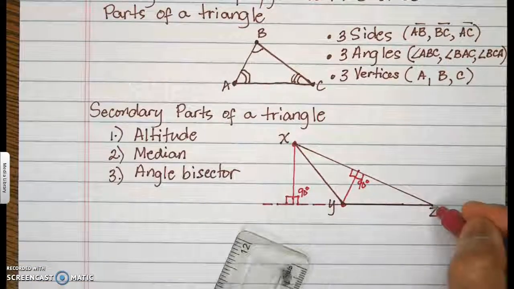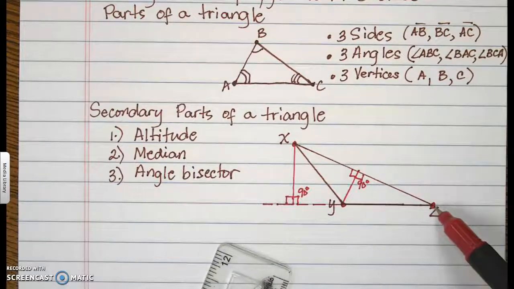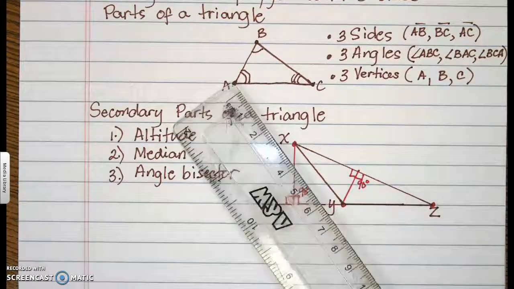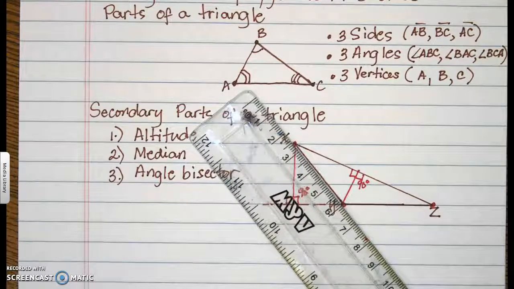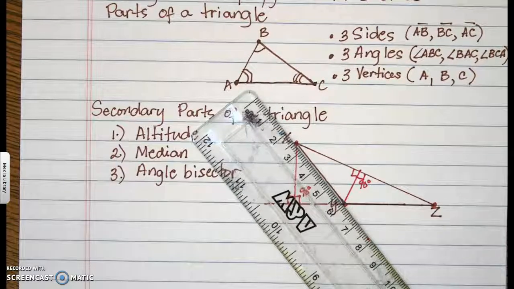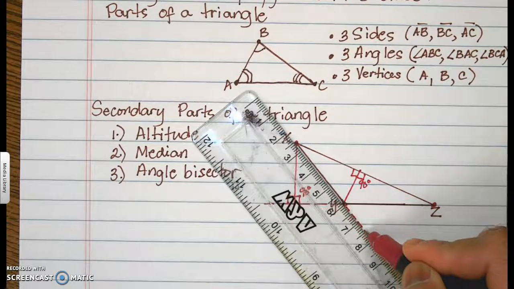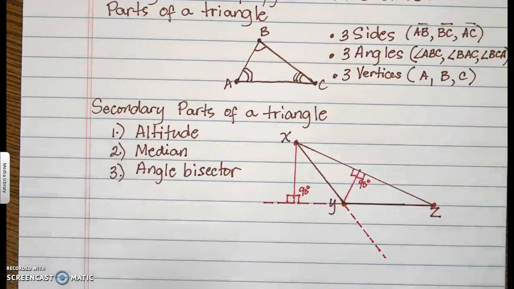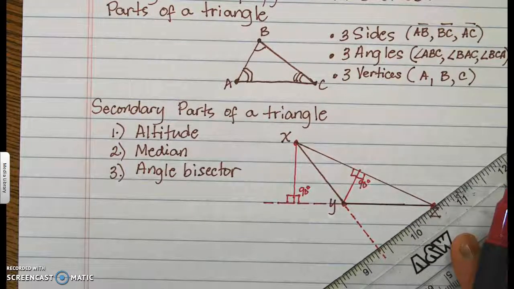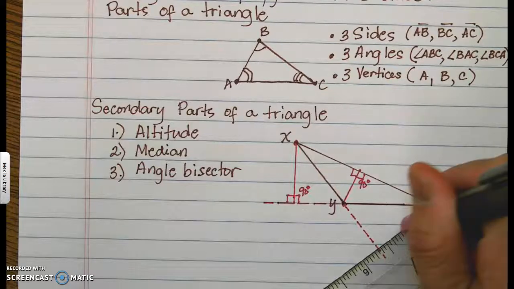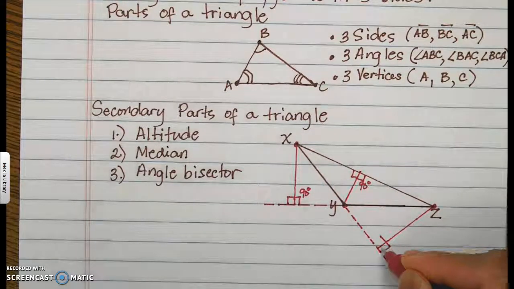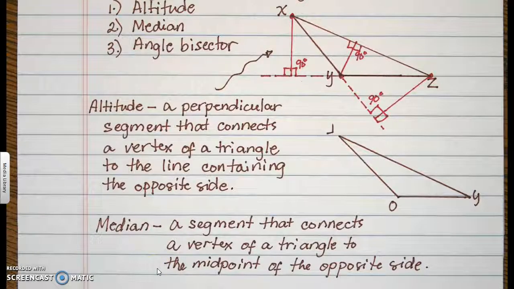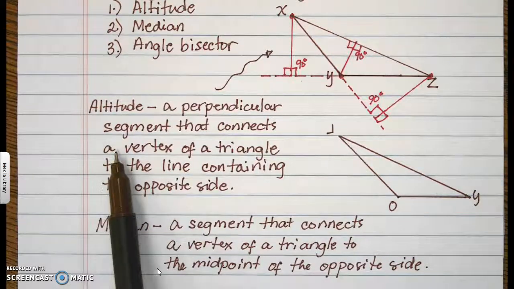My next vertex is this one, and this vertex has the opposite side here, but we will connect it to the line that contains that opposite side. In this case, we will have to extend it to here. And so the altitude for line segment XY through vertex Z is going to be this one right here. And we will assume that that is 90 degrees. So here's the definition of the altitude, and this example is for that.